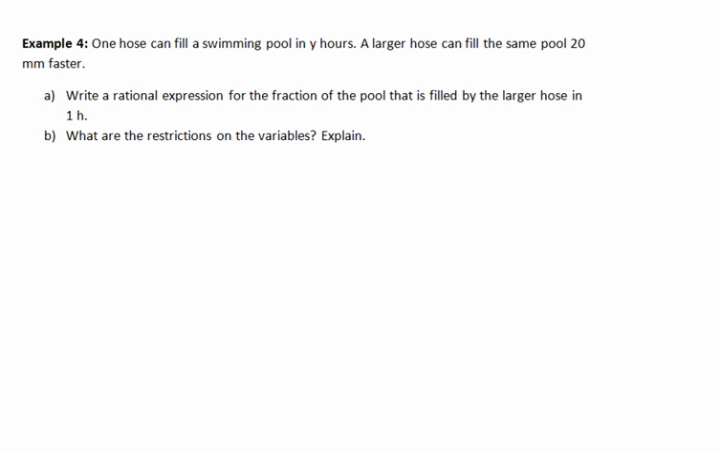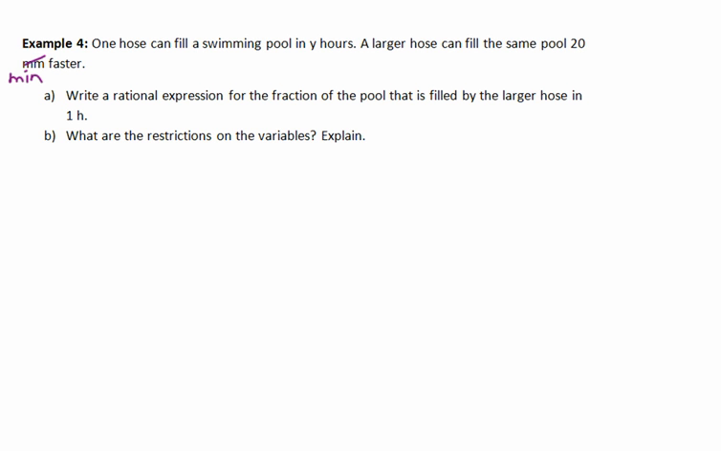One hose can fill a swimming pool in y hours. A larger hose can fill the same pool in 20 minutes faster. Write a rational expression for the fraction of the pool that is filled by the larger hose in 1 hour. This might seem a little confusing at first. If it takes me 2 hours to fill the pool, in 1 hour, how much of the pool is going to be filled? Half. If it takes me 3 hours to fill the pool, in 1 hour, how much would be filled?